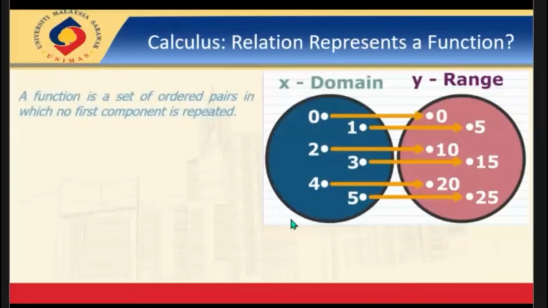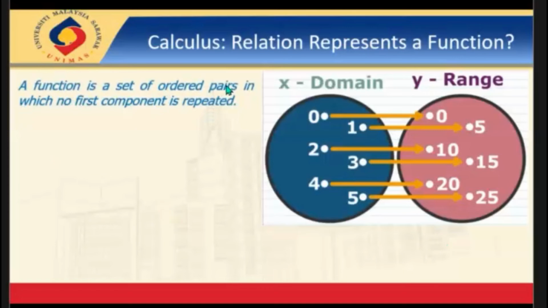We can also define it like this: a function is a set of ordered pairs in which no first component is repeated. The focus is on the domain. The first components are like 0, 1, 2, 3, 4, 5. It is not like 0, 1, 1, 2, 3, 3. The 1 is not repeated again, the 2 is not repeated, the 3 is not repeated. If the domain values are not repeated, then it is called a function. For each x, there is only one value of y.